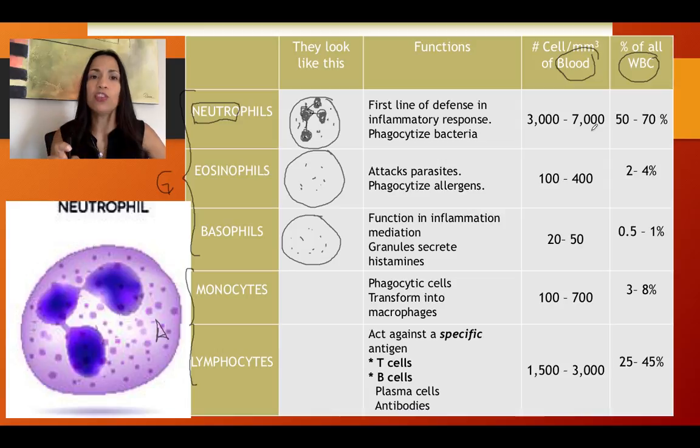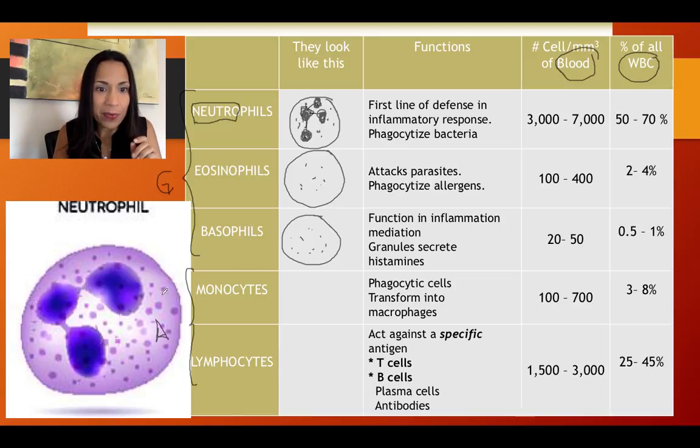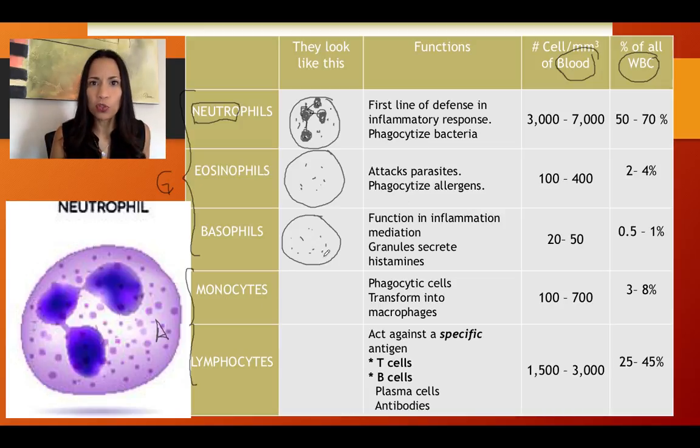And the main function of these cells, I want you to think bacteria. That's what they mostly attack. They phagocytose bacteria. Remember what phagocytosis is? When the cell eats, right? So this neutrophil eats and digests the bacteria, and empties all of those granules in there, which have cytotoxins for the bacteria, and destroys those bacteria. So those are the neutrophils.